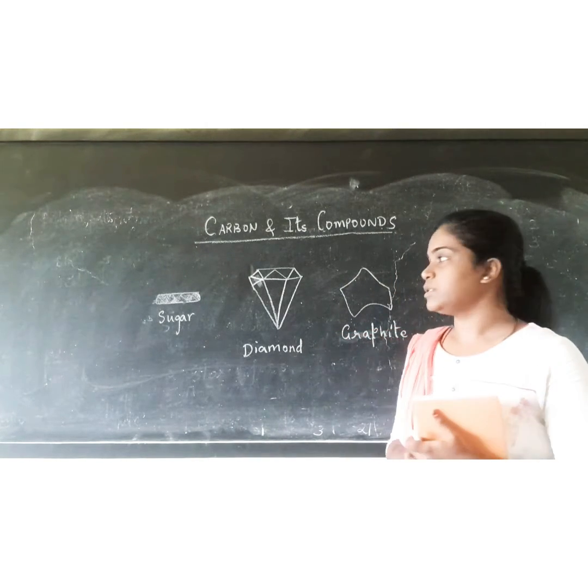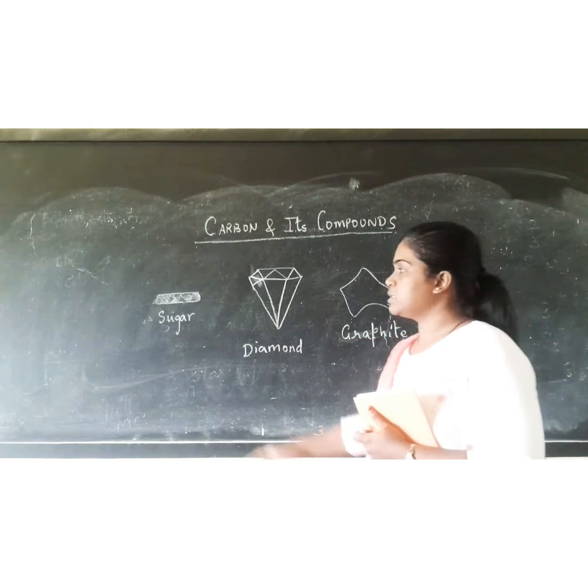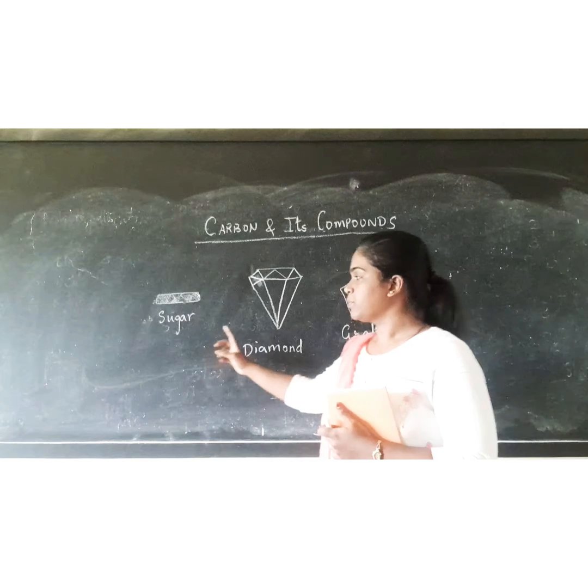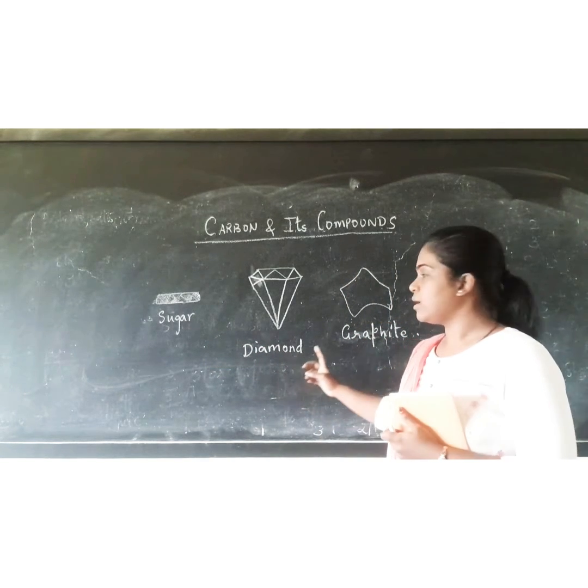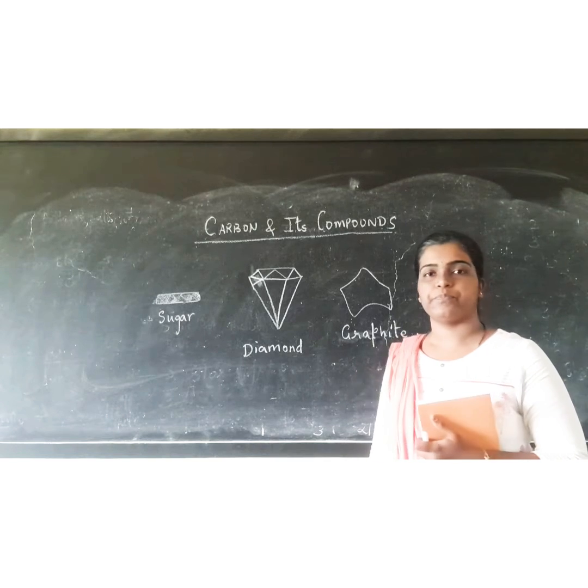Our next chapter is carbon and its compounds. Now here you see three things I have drawn in front of you. This is a sugar crystal, this is a diamond, and this is graphite, which we use in the pencil.